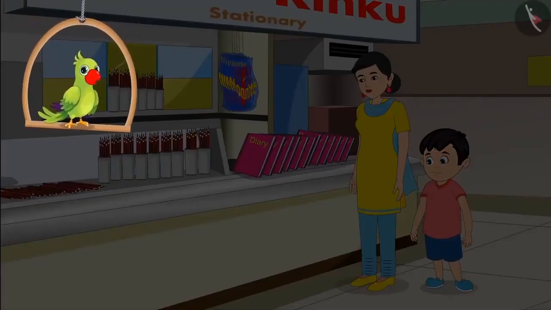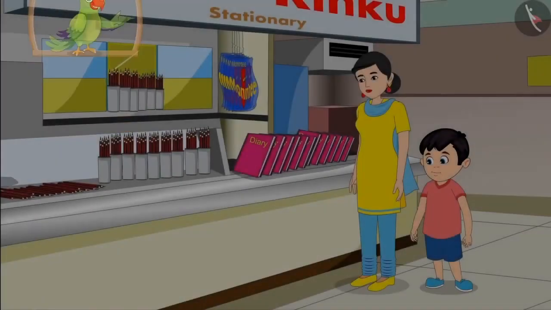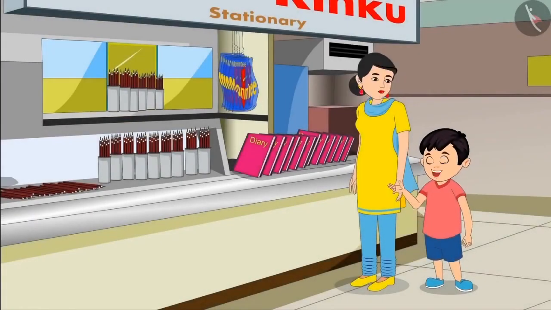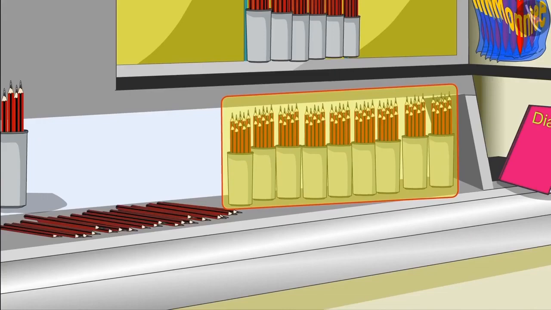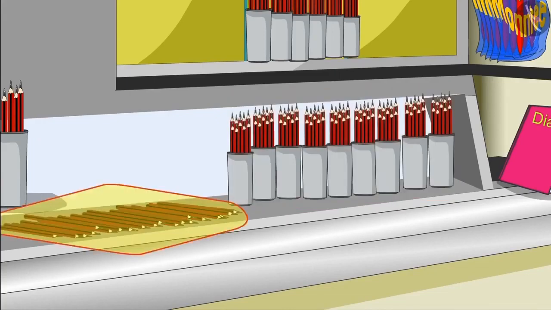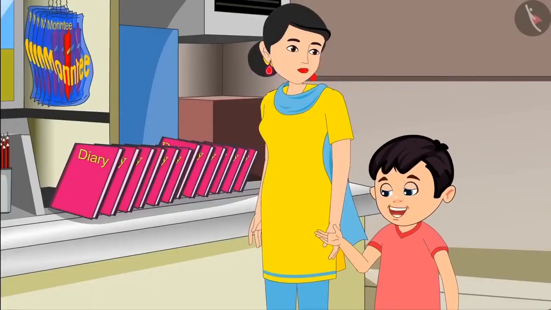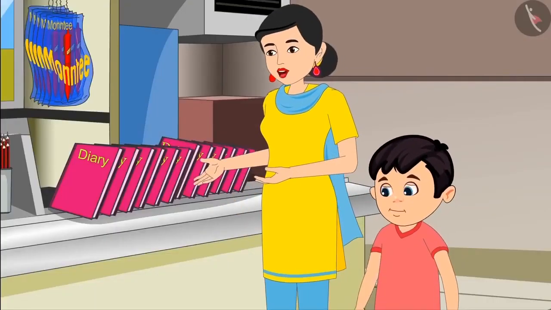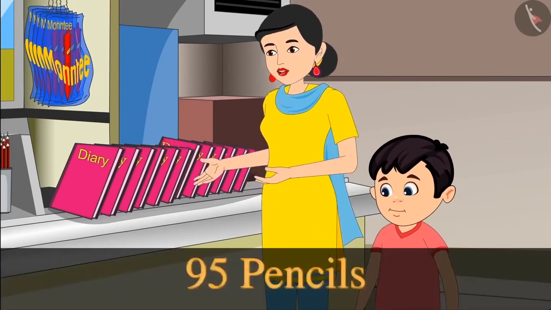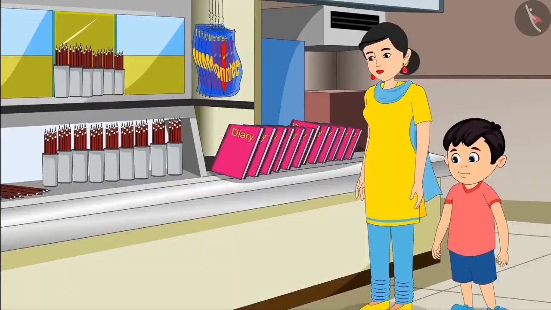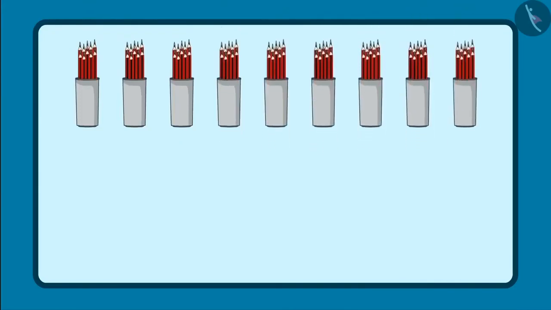Chotu has gone to the store with his mother to buy the goods. Mummy, why are these pencils placed here in 2 different places? Chotu, look. Here the pencils are kept in groups of 10. And there are loose pencils here. Okay, but why is this, Mummy? Wait, Chotu, I'll tell you. First of all, do one thing. Give me 95 pencils out of these. Now I understood, Mummy. That means I will give 9 bundles of 10 pencils and 5 loose pencils.